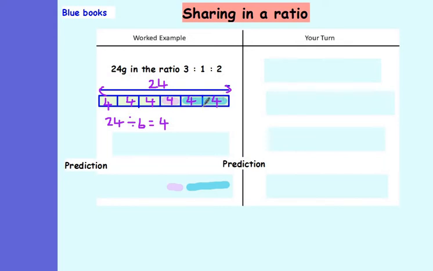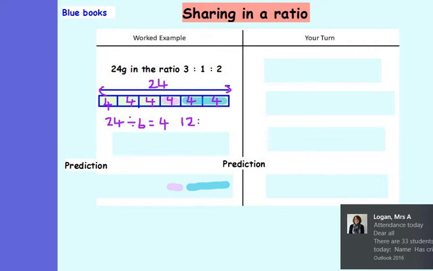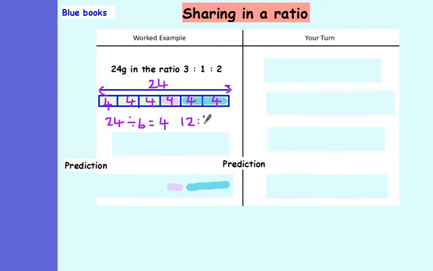So my ratio is going to be 3 lots of 4, which is 12. 1 lot of 4 in the middle, which is going to give me 4. And 2 lots of 4 for my dark blue. So my ratio is 12 to 4 to 8.